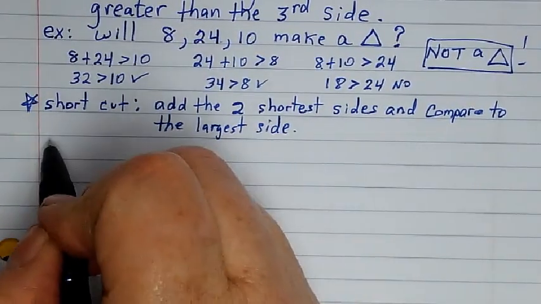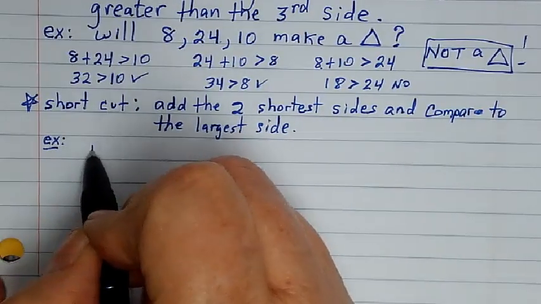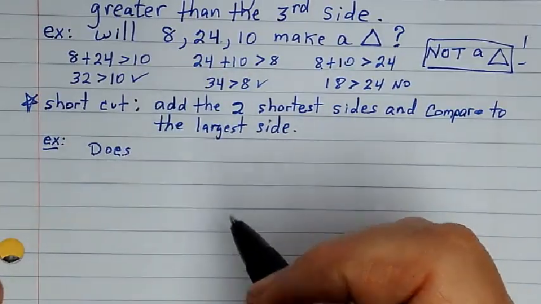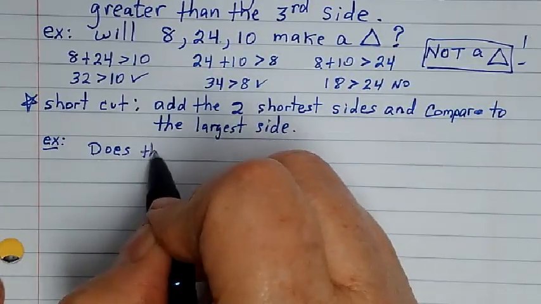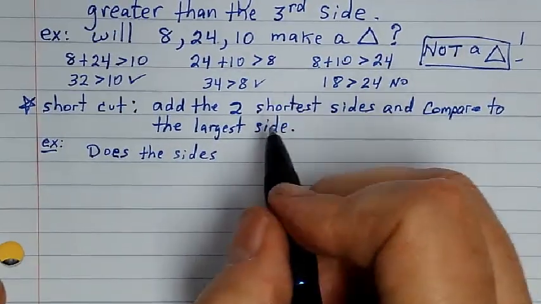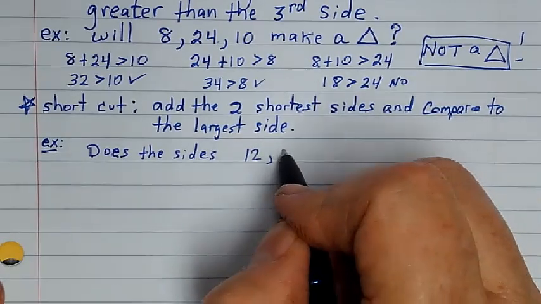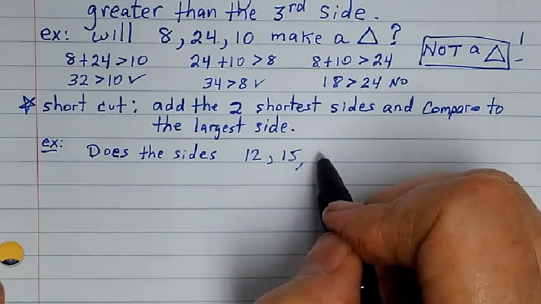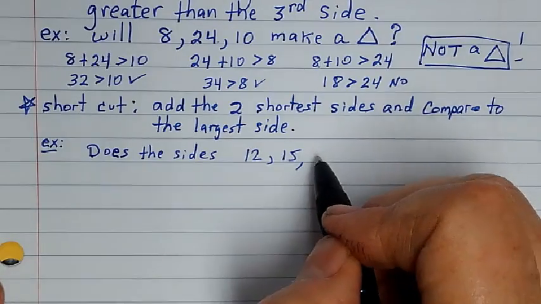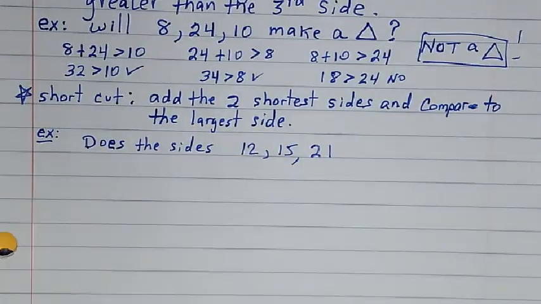Here's one last example. Supposing I say to you, does the sides, someone give me a number. Okay, 12, thank you. Give me another number. 15. Okay, 15. Someone give me another number. 9. 4. Okay. 21. Okay.